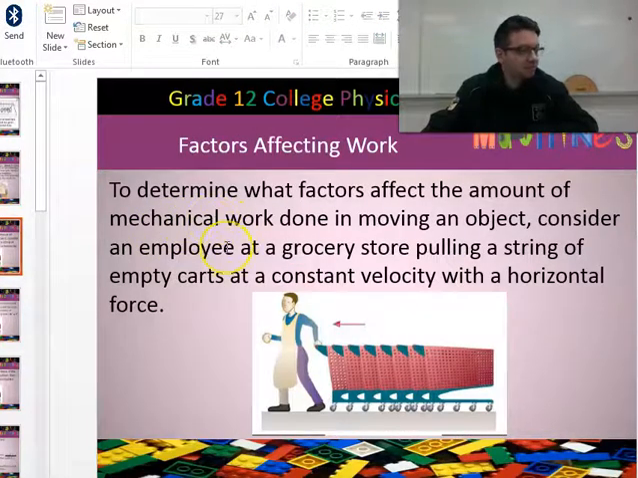Okay, so for example, in this case, here we have somebody pulling a bunch of grocery carts. You're pulling them, so you're applying a force and they're moving in that direction. So you have both displacement and a force which has a component in the direction of displacement, so you're doing work.